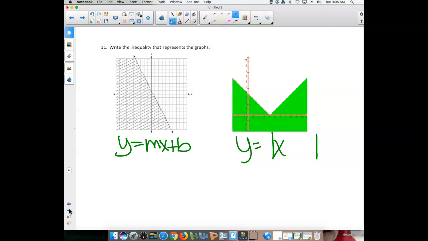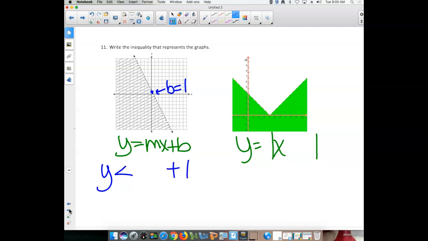So I see it's dashed, and I see it's shaded below. So because of that, we're going to say y is less than, because it's dashed and shaded below. And then I'm going to look at where it's crossing the y-axis. So I see it's crossing here the y-axis at 1. So that represents our b there. So b equals 1. So I'm going to put it down here at the end because that's my b.